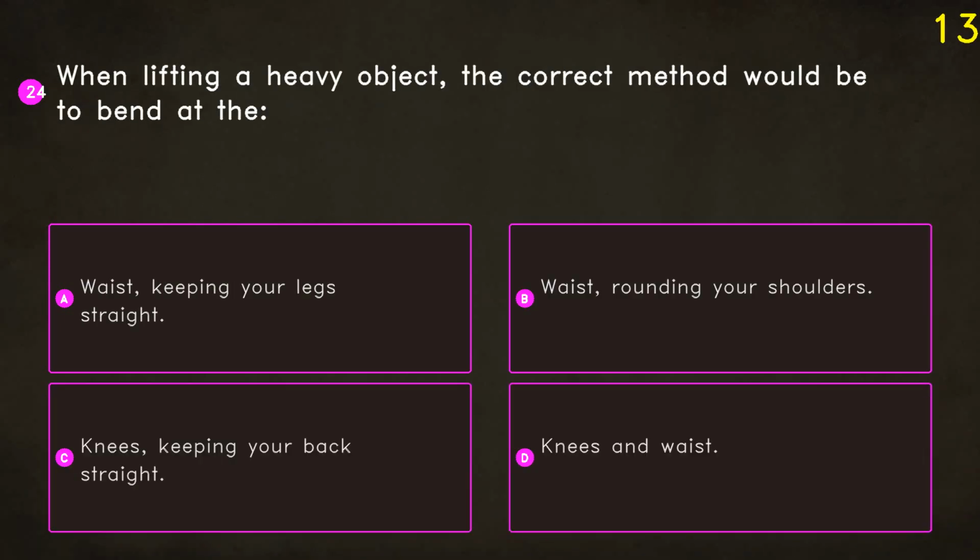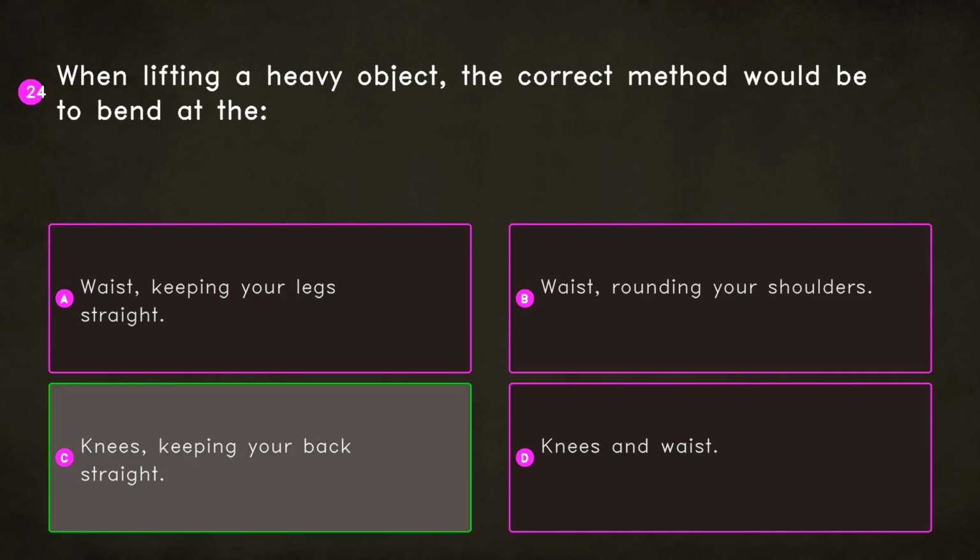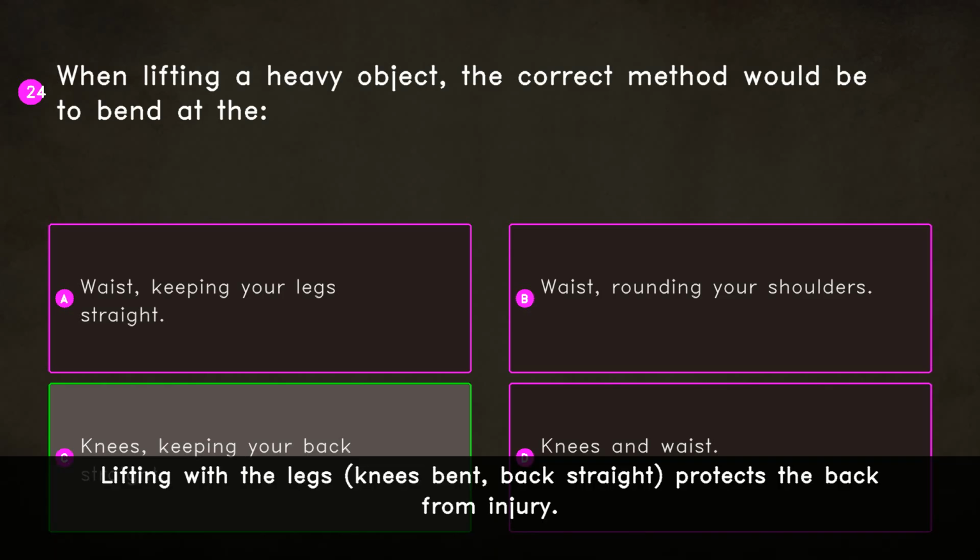Question 24. When lifting a heavy object, the correct method would be to bend at the: A. Waist, keeping your legs straight. B. Waist, rounding your shoulders. C. Knees, keeping your back straight. D. Knees and waist. The correct answer is knees, keeping your back straight. Lifting with the legs, knees bent, back straight, protects the back from injury.